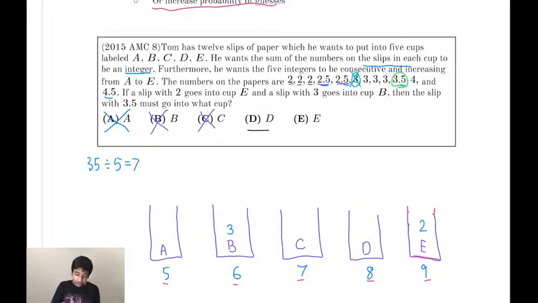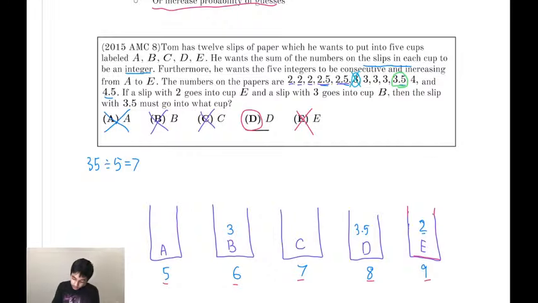Can it go to D? Well, let's do E first. Can it go into E? If you put it into E, now you have a total of 5.5. So then we must put another 3.5 slip here, same as C actually. Because now we already have a 2, we must create 7 more using 3.5. And the same as C, that doesn't work, as we found. So therefore we can also eliminate E, and then we find that D is the answer.